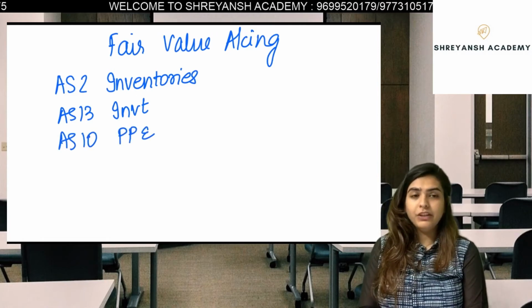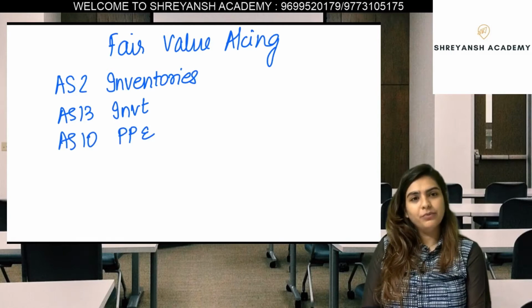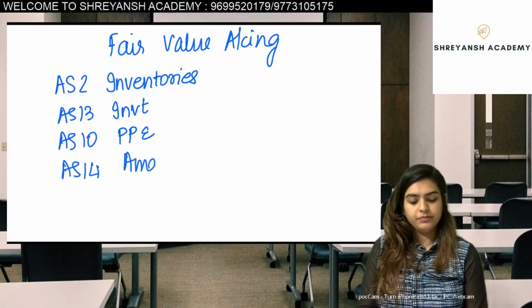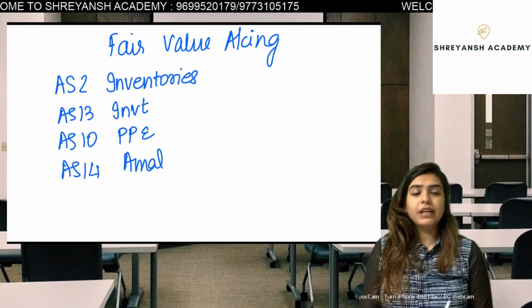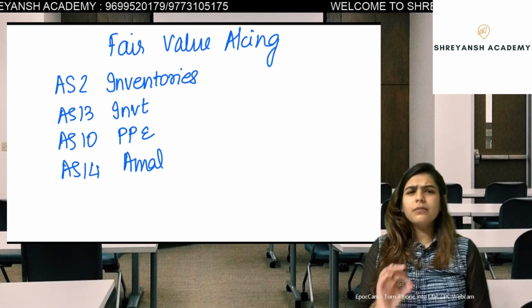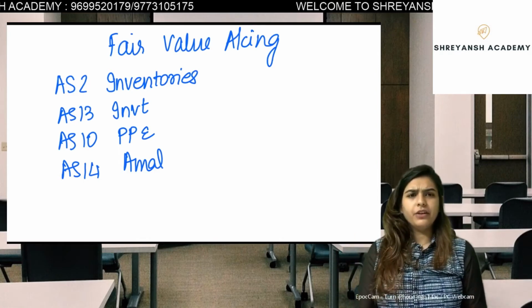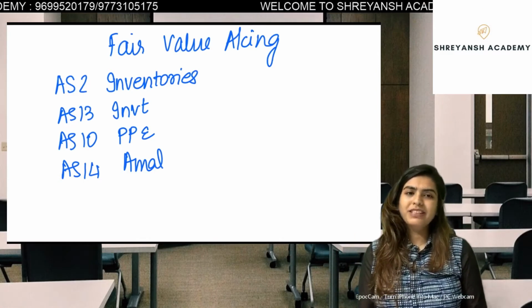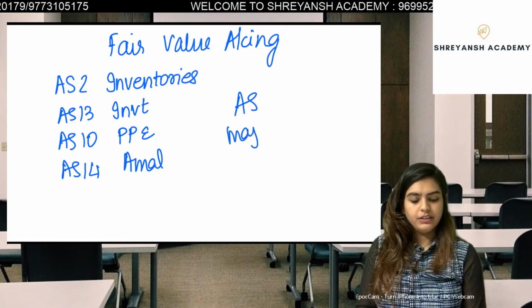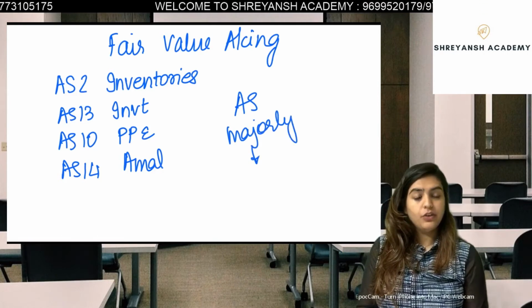They were revalued. Can I say they were using fair value? AS 14 amalgamation. When the assets were acquired, can I say you were using fair value? So we can't say that AS was completely reluctant towards fair value accounting. It was using it, but only sometimes. So accounting standard was majorly using cost model.